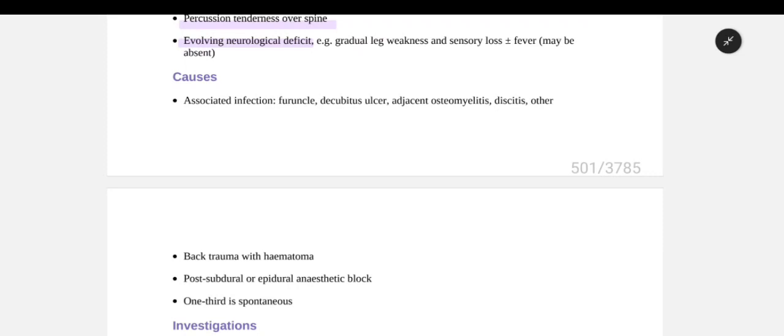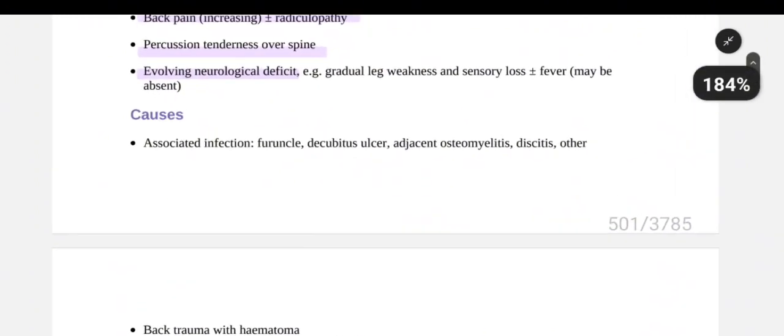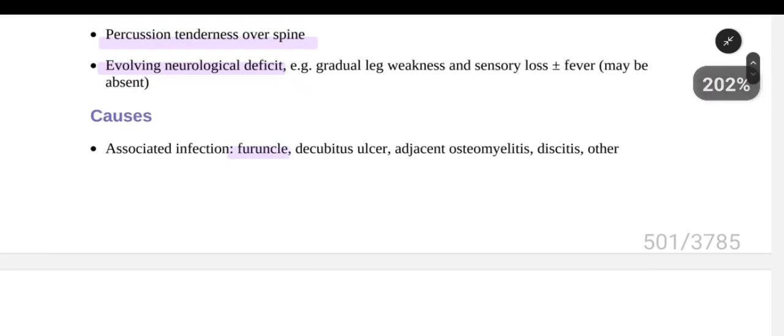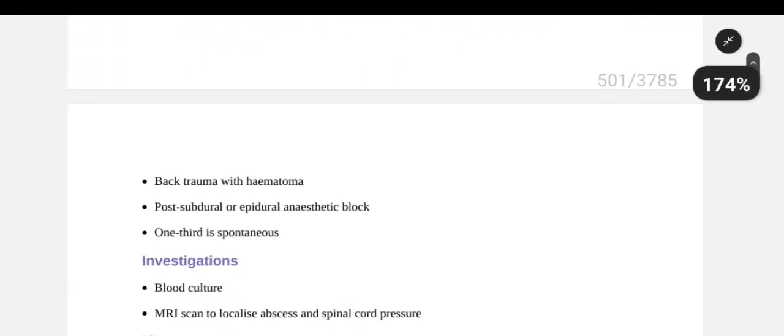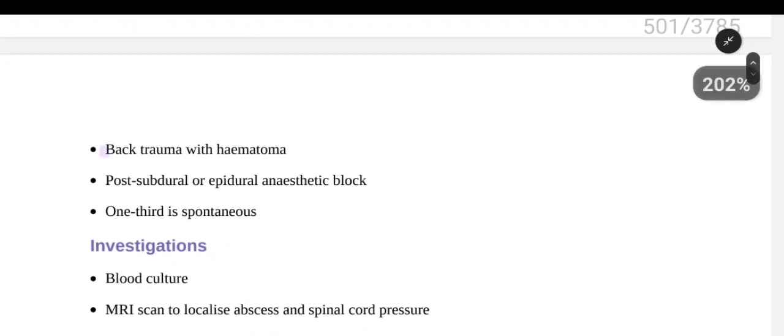Causes are usually infectious spread, usually arising from hematogenous spread through the bloodstream from distant infections such as skin infection, associated infection of the furuncle, decubitus ulcer, adjacent osteomyelitis, discitis, and others, or from back trauma with hematoma, or from a post subdural or epidural anesthetic block, right?